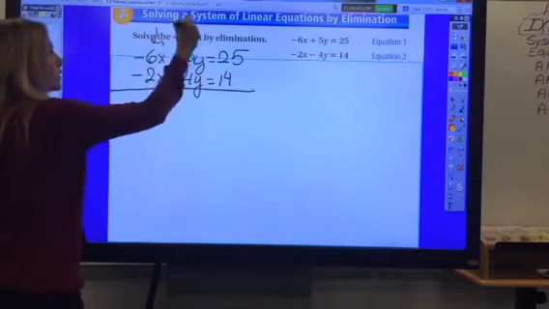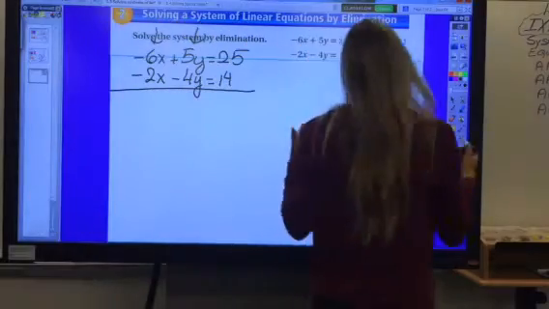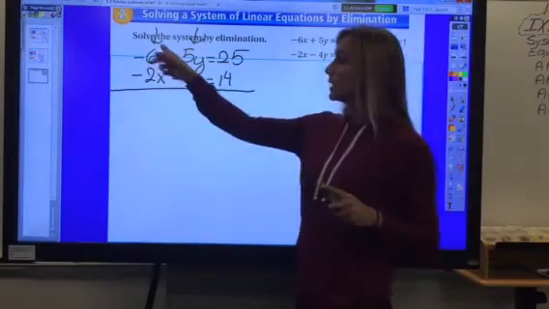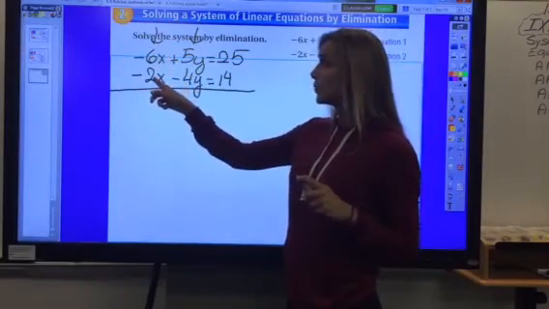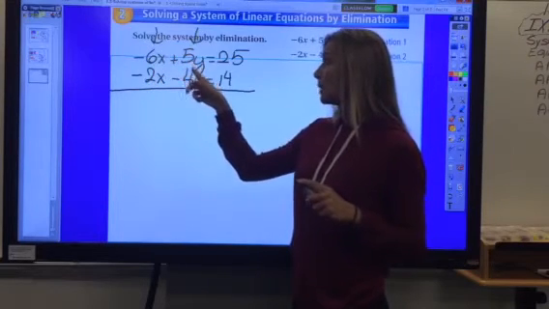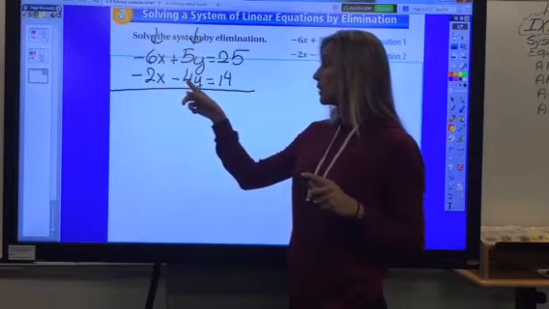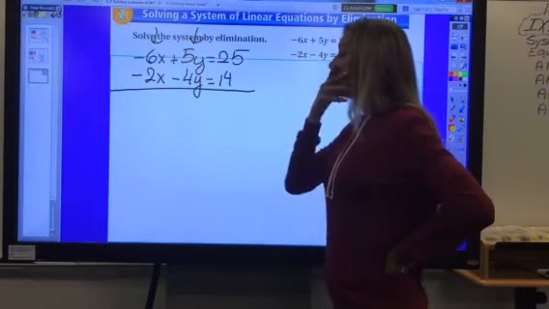Now I'm going to look if any of these two variables will cancel themselves out, right? Well, if I look at my x variables, negative 6 minus 2x, I cannot get 0. 5y minus 4y is 1y. It's not a 0y, right? So now I'm going to look at it.